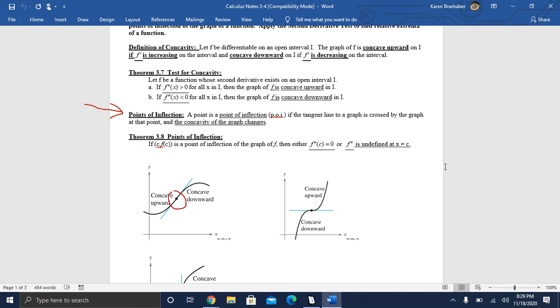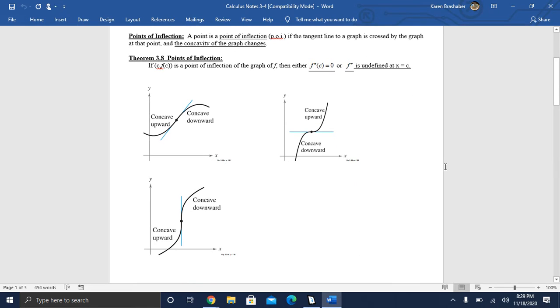So a point of inflection, and you can see that in all of the graphs here where there is a change in concavity, you have a place, a point where that happens. And even on this last one where we have the change in concavity at this point of inflection.